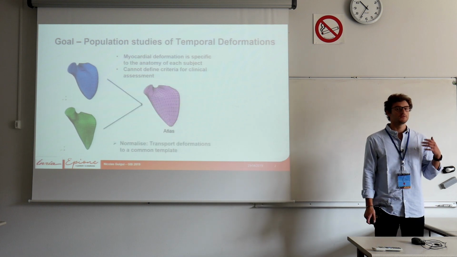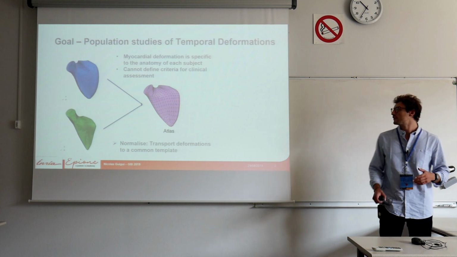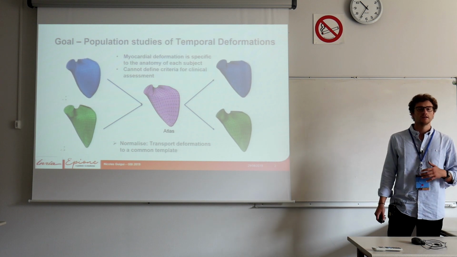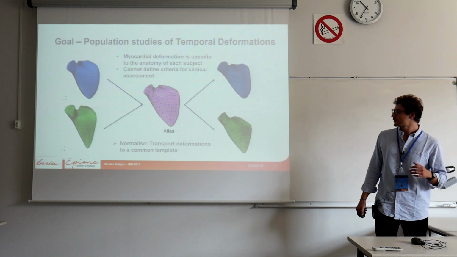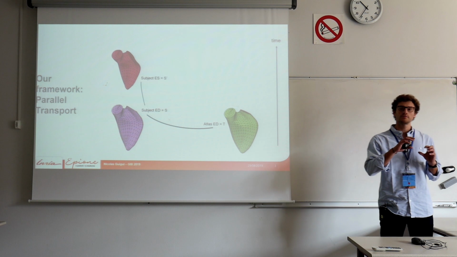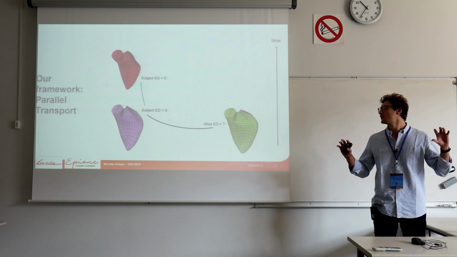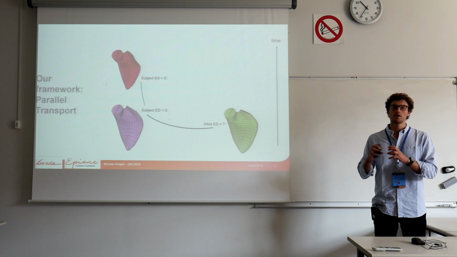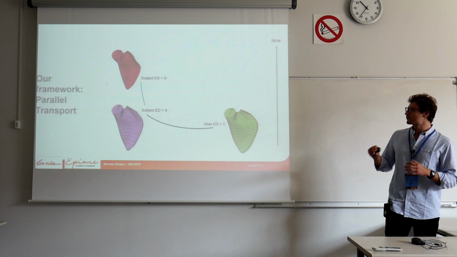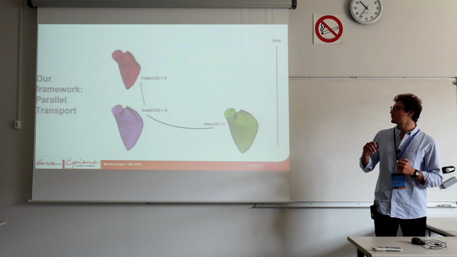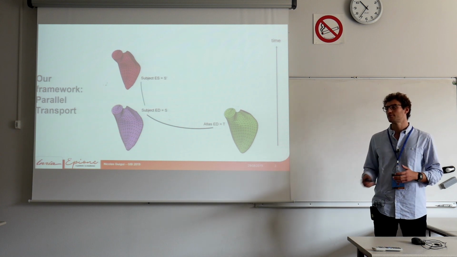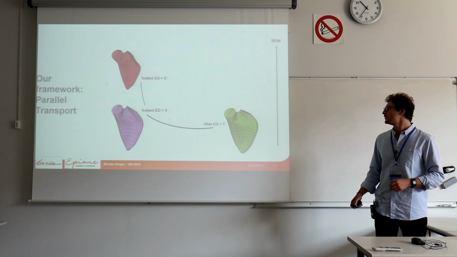So we need, in some sense, to normalize the deformations and to find the equivalent deformation of a common anatomy, of an atlas. And in this framework, we will use parallel transport. So we focus on the deformation between the two extremal points, between end diastole when the heart is relaxed and end systole when the heart is the most contracted. And we assume that we can represent the deformations by geodesics in a space of diffeomorphisms that I will explain.